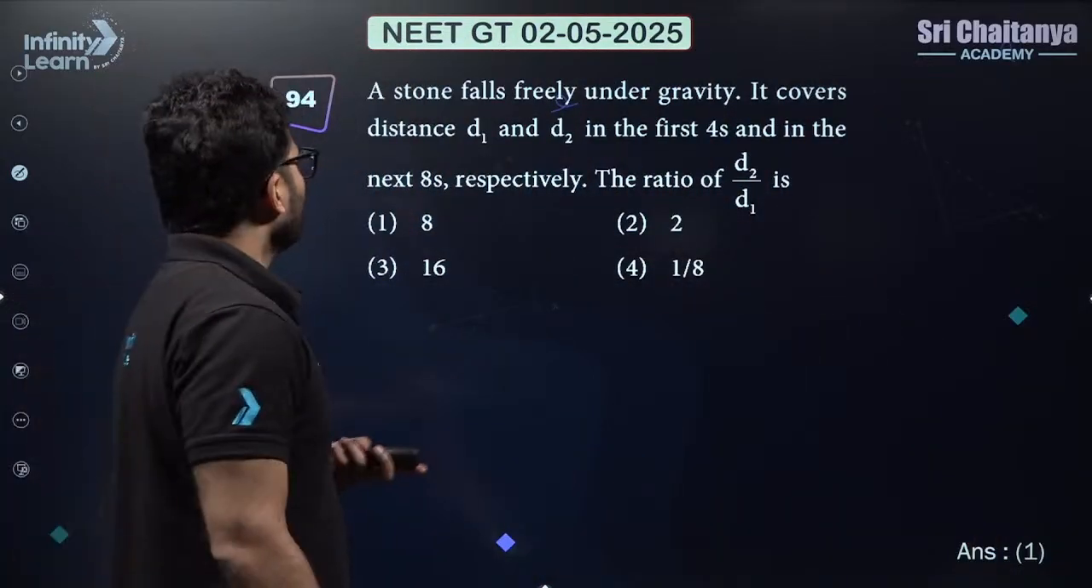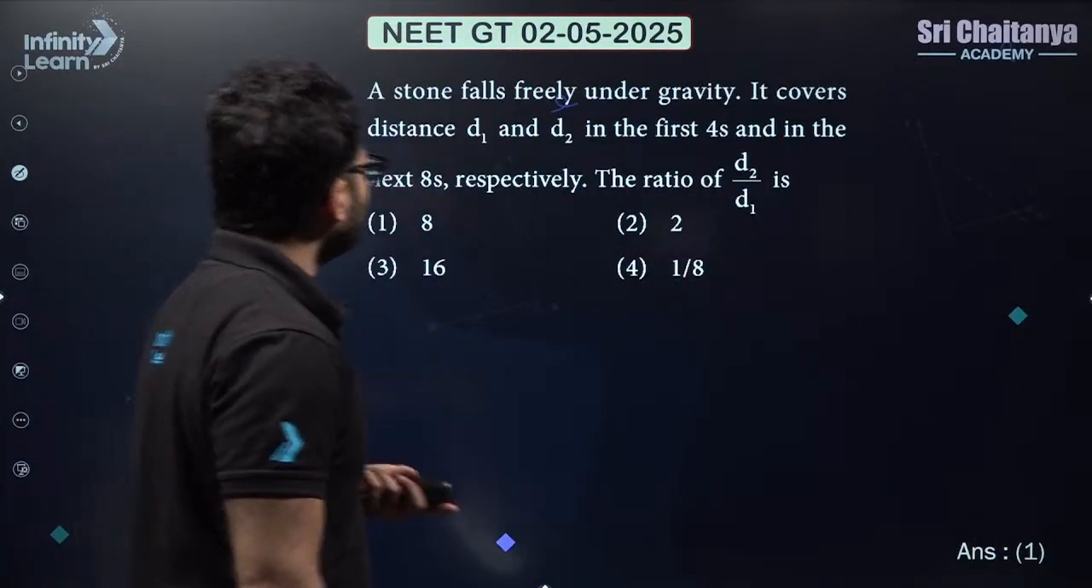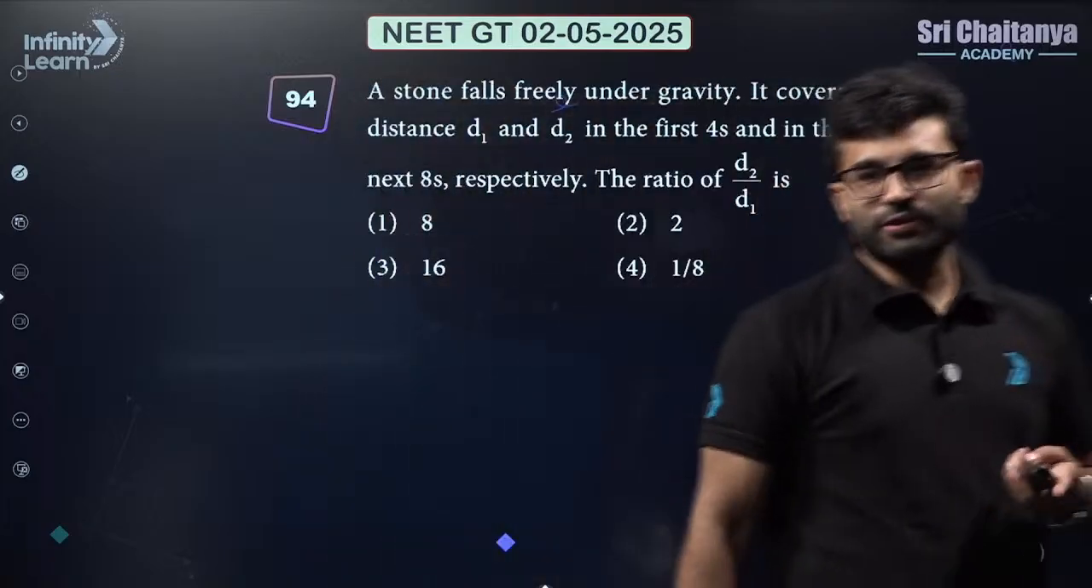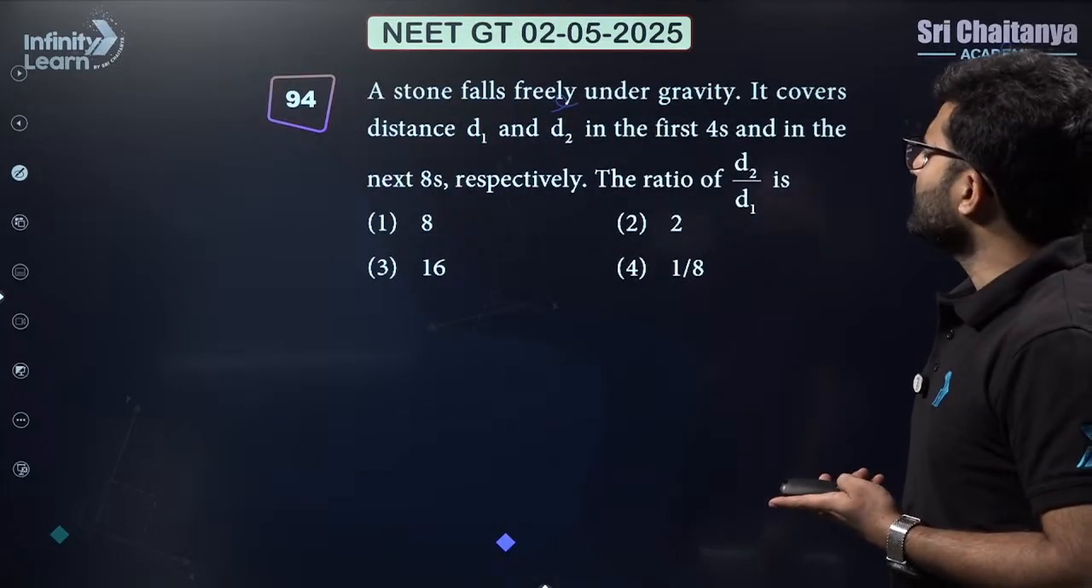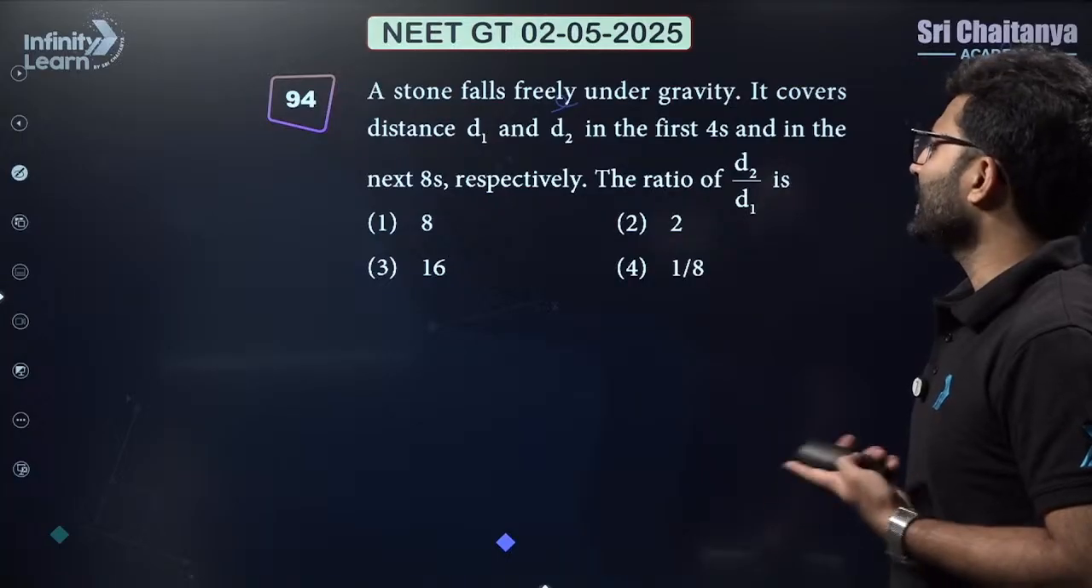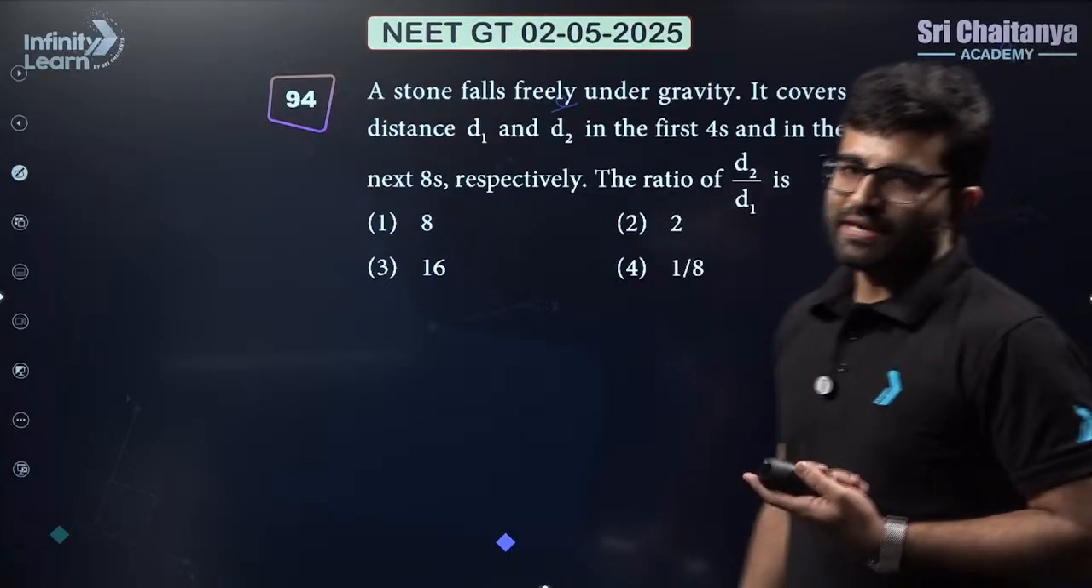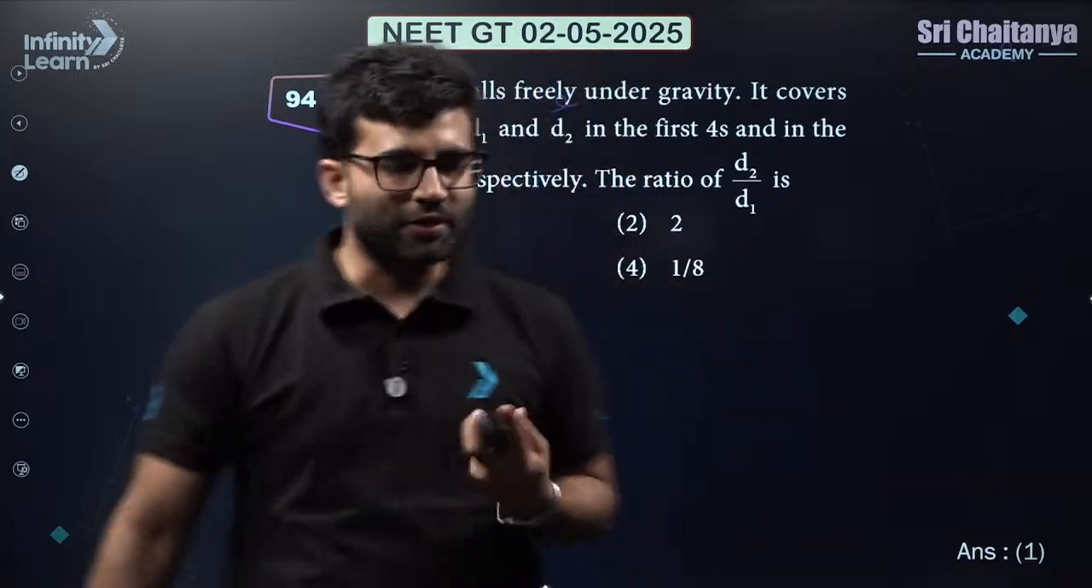Clear? Okay. A stone falls freely under gravity. So let's do this. A stone falls freely under gravity. It covers distance d1 and d2 in the first 4 seconds and in the next 8 seconds. The ratio of d2 by d1 is, right? So again, try to visualize this question, what is happening.